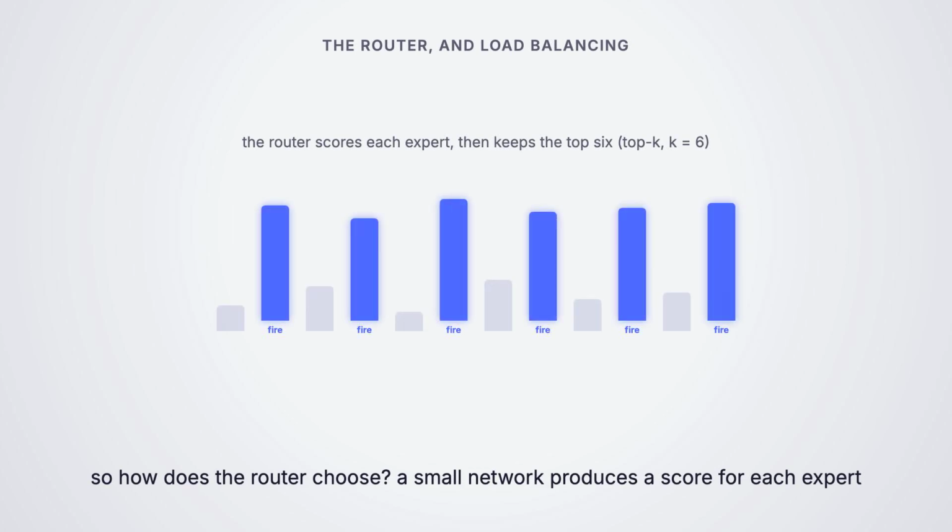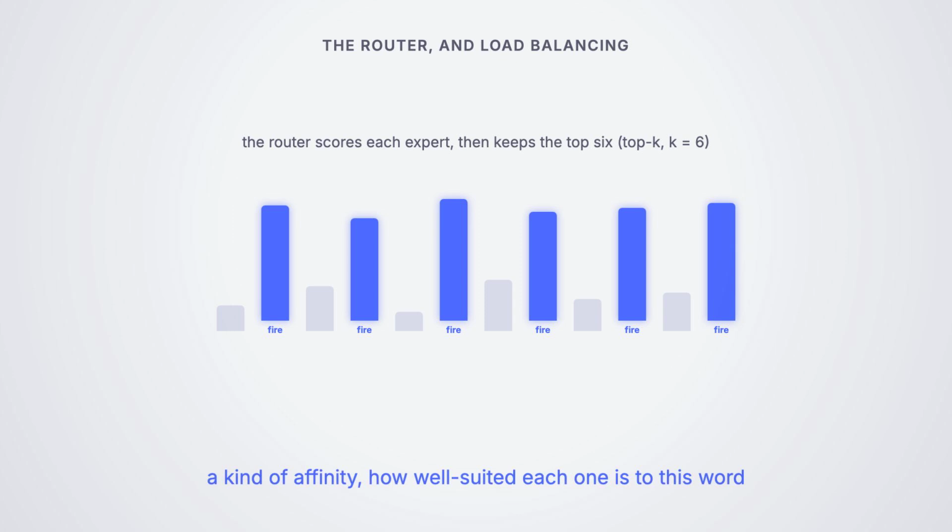It is a small network that looks at the current token and produces a score for each expert, a kind of affinity, how well suited each one is to this word. Then it takes the highest scoring ones. That is called top-K routing, and here K is 6. The 6 best run, the hundreds of others switch off for that token.